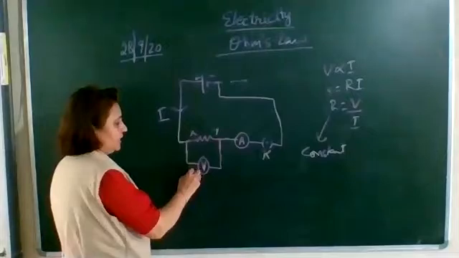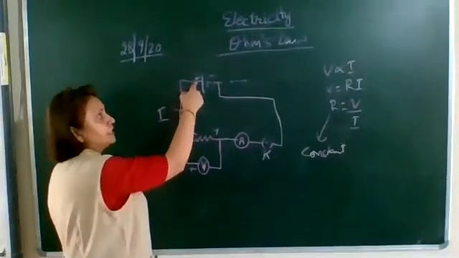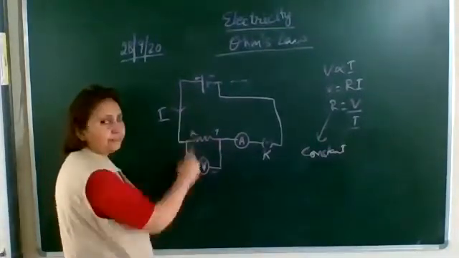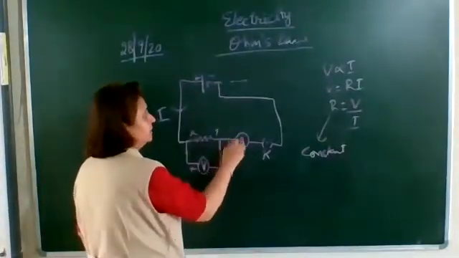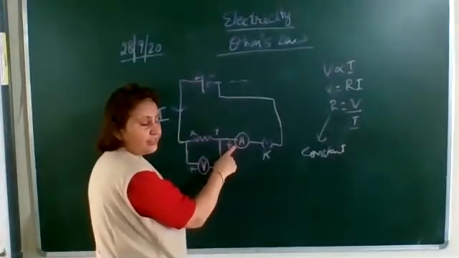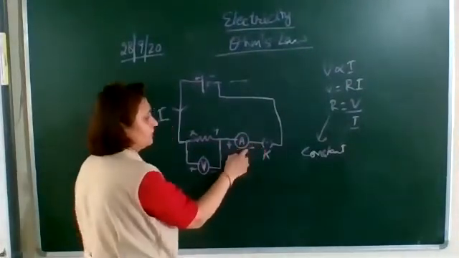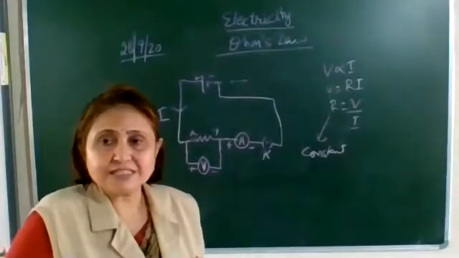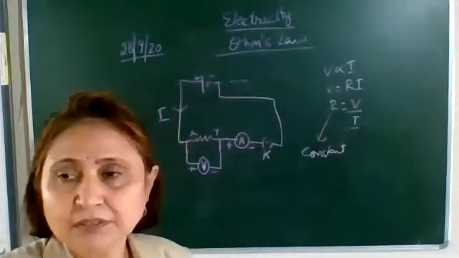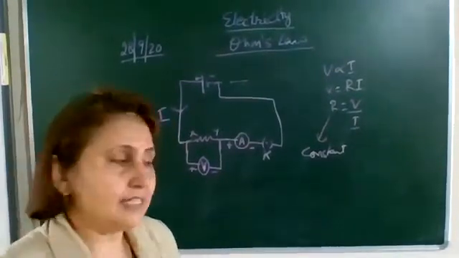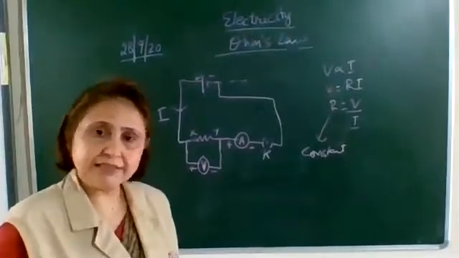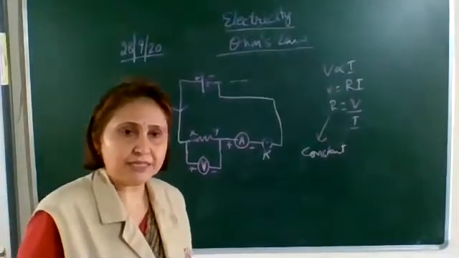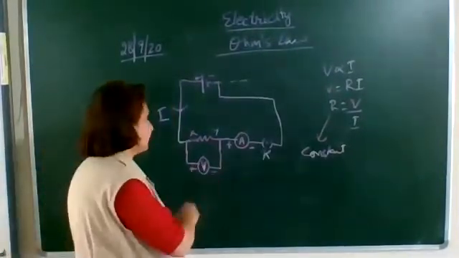And how do we connect? The positive of the voltmeter should be towards the positive side of the cell. The same way, the positive of the battery should be towards the positive of the ammeter, and this way it is connected. So this is the circuit diagram. Here we have made the circuit diagram. When you do the connections in the lab, we call it the circuit.